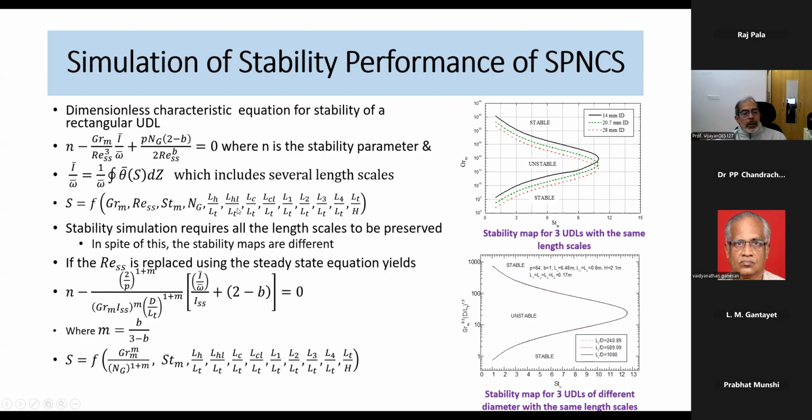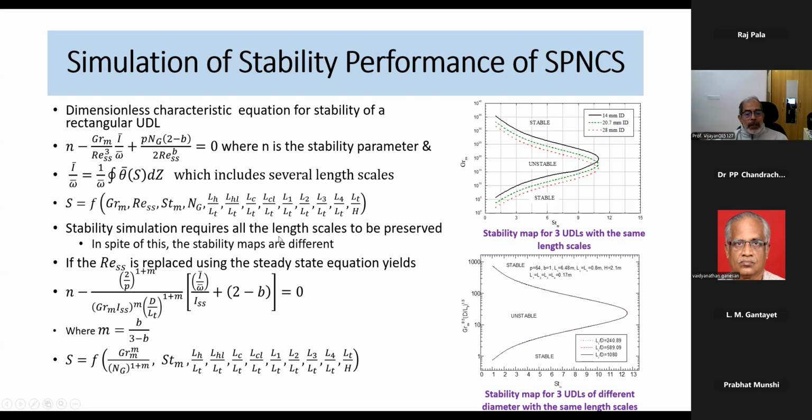Now you find that there are a large number of length scales which are needed. So if you go back to the steady state case, all that is required is to maintain just one parameter, that is GRM by NG. If you maintain that, the steady state can be simulated in any loop. But for stability simulation, you find you have to maintain many length scales. All these length scales are to be seen: the hot leg length, the cold leg length, the heater length, the cooler length, and the overall circulation length. All these ratios have to be the same.